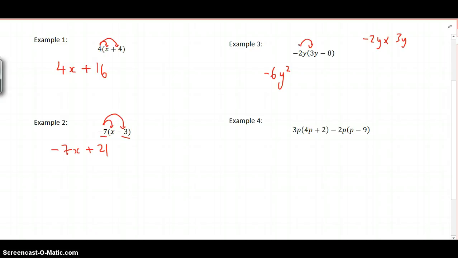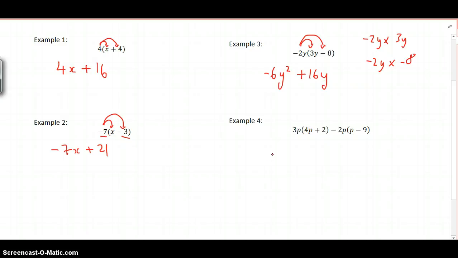Now let's do that next side. So minus 2y times minus 8. Okay, and so what we've got is minus 2 times minus 8, which gives us a total of positive 16. And don't forget that y there is still by itself, so we need to tag that on as a y.